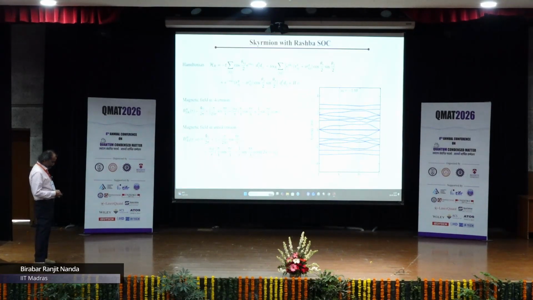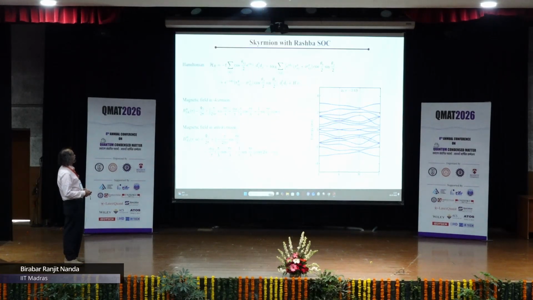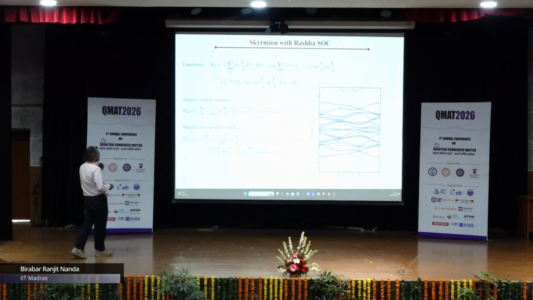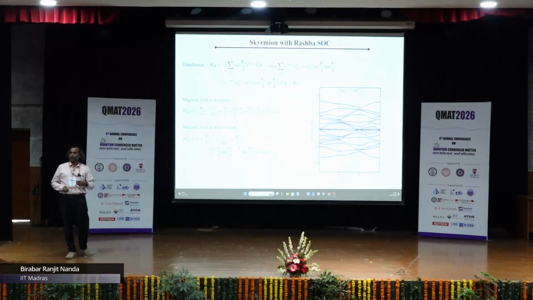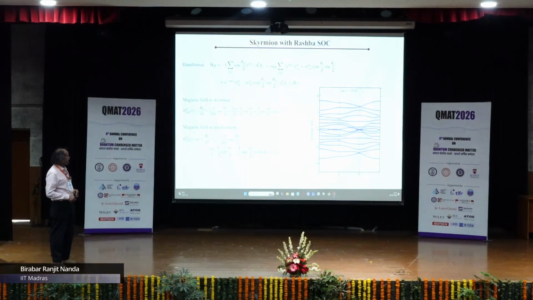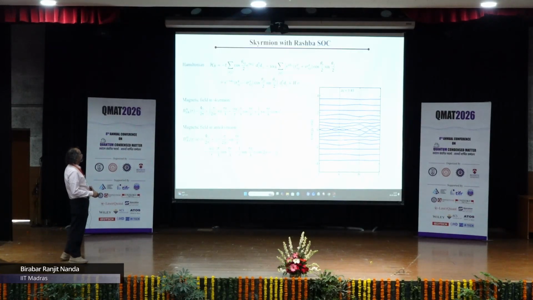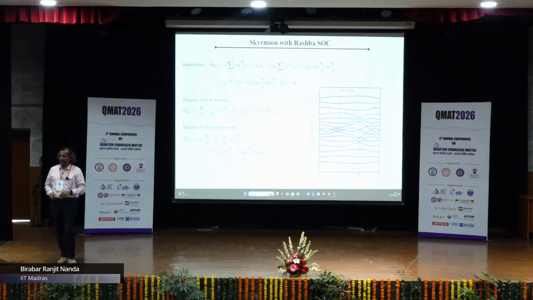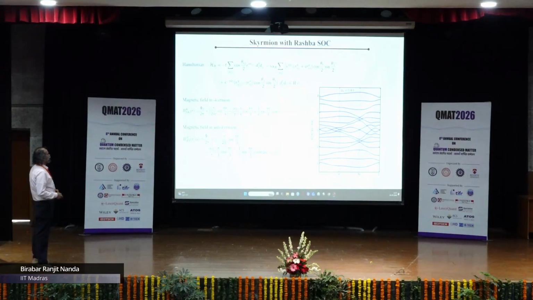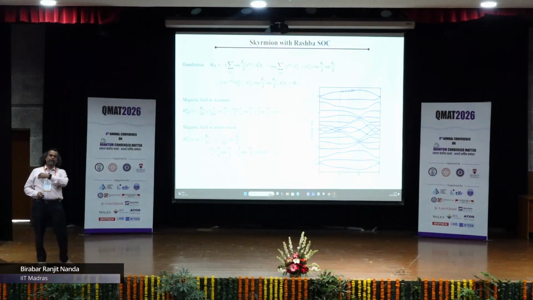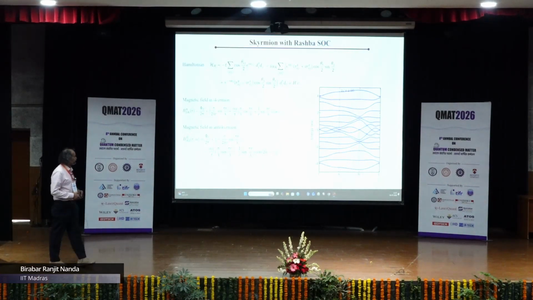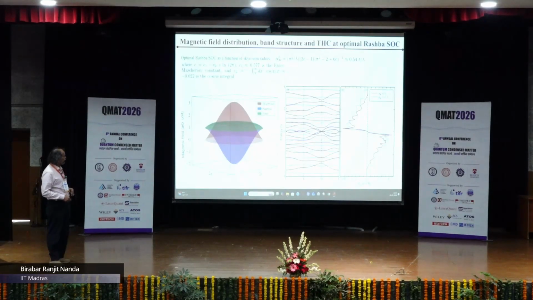tune the magnetic field. Here is a cartoon. As I play with the Rashba electric field, I can see that my hopping interactions are now altered. Bands at some point become very flat, nearly flat in fact, and then again they reverse back to a dispersive band structure. When they reach a nearly flat band, what happens to the topological Hall conductivity, that we'll try to see. Okay?